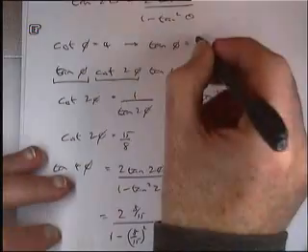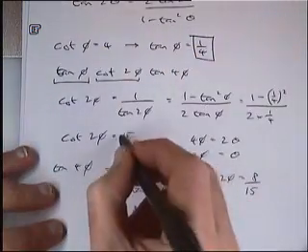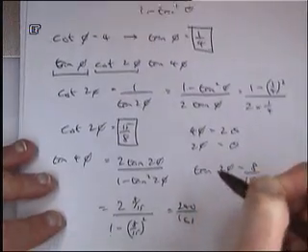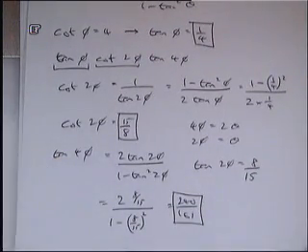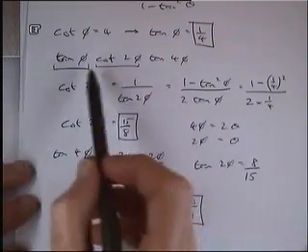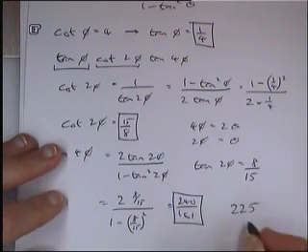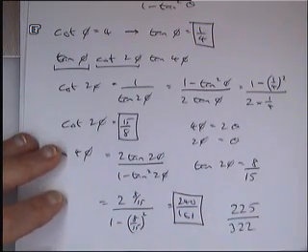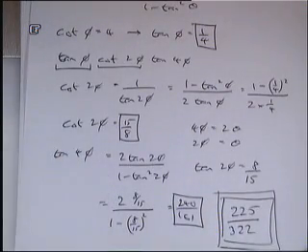So now what we need to do is multiply the tan phi by the cot 2 phi by the tan 4 phi. If you multiply those 3 boxed values together, you'll get what you want. And if you do that, you get 225 over 322. And that is the final answer for that question.